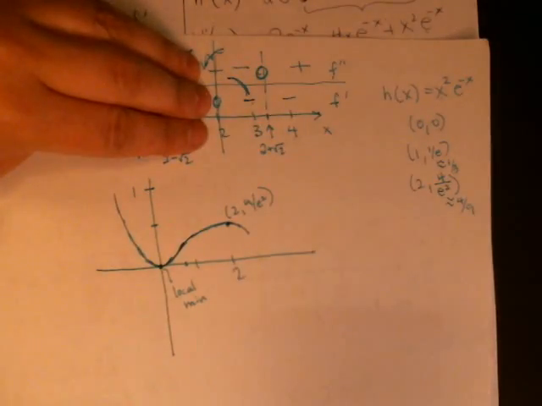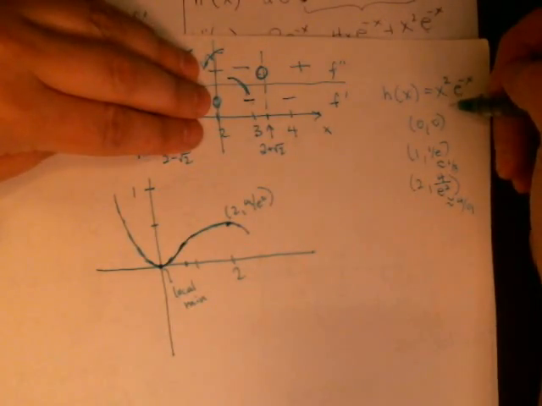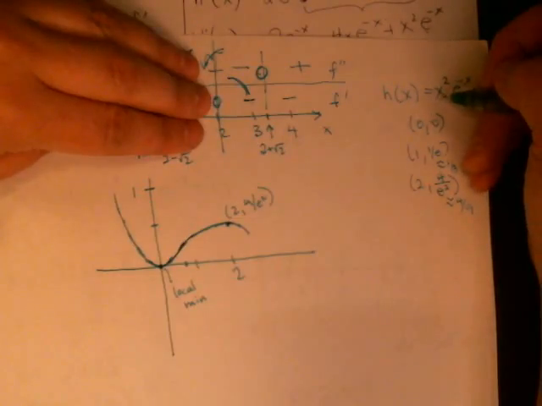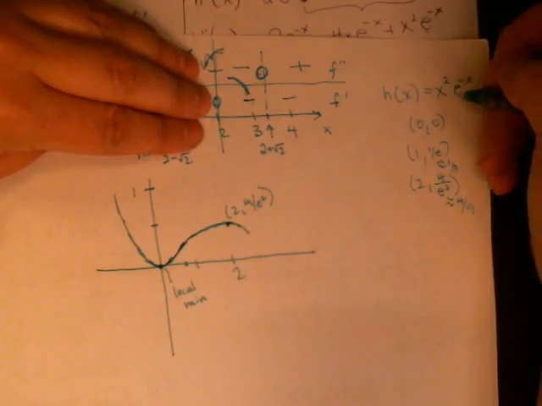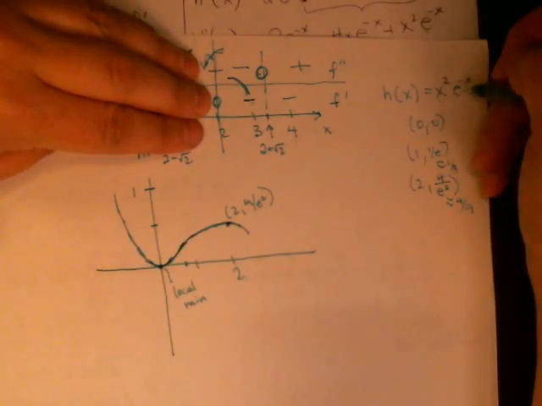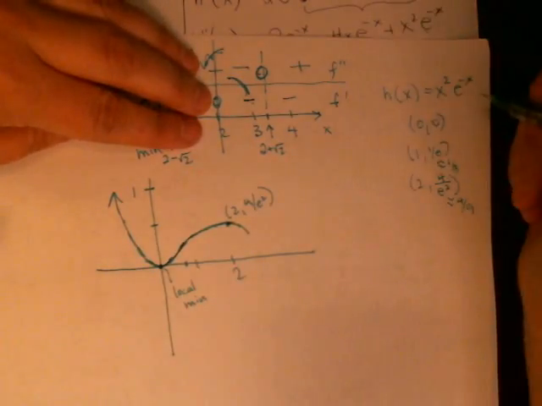And then, I might want to inspect the original function just a little bit more. Notice that when x is a really big negative number, I have a really big negative number squared, and then this is e to a really big positive number. So that's a huge positive number multiplied by a huge positive number. That's telling me go off to infinity, and there it is.